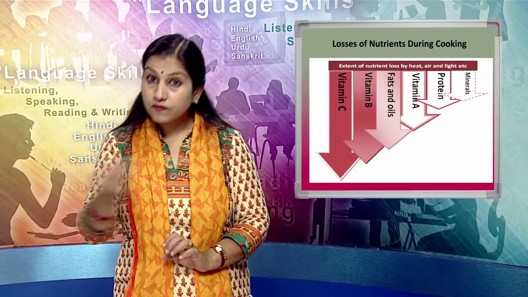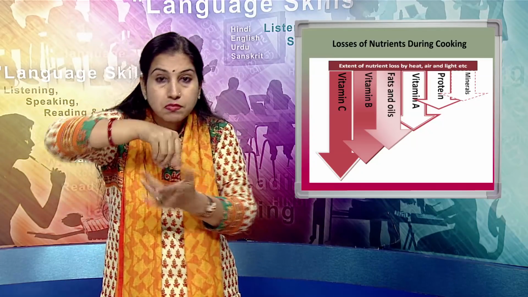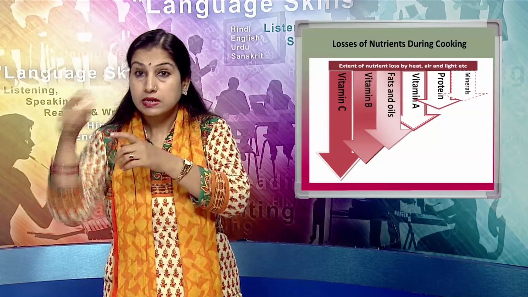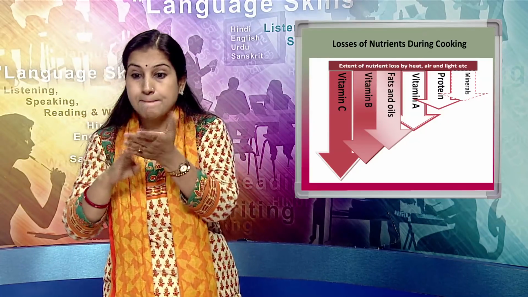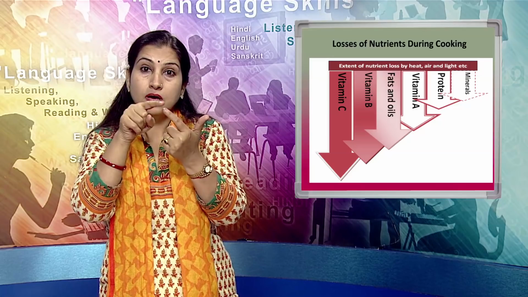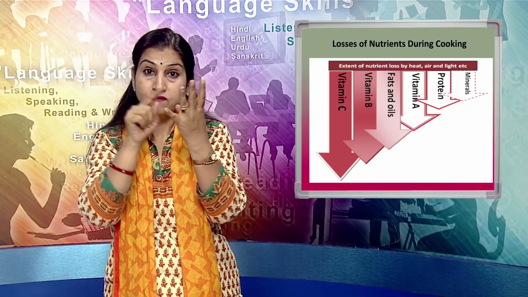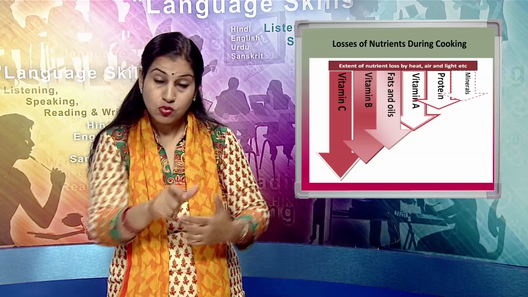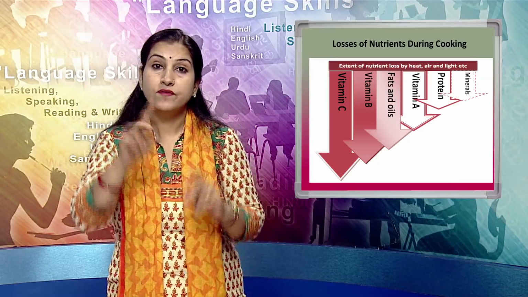A few of the nutrients which can be lost during cooking. The extent of nutrient loss by heat, air and light are: the first small arrow you can see is minerals. The second arrow shows protein. The third arrow shows vitamin A. The fourth arrow shows fats and oils. The fifth arrow shows vitamin B. And the sixth arrow shows vitamin C.